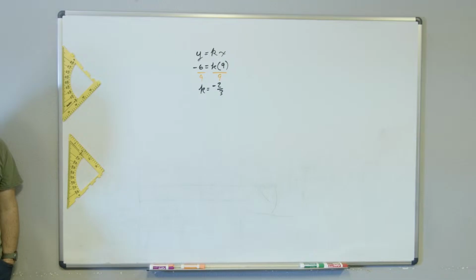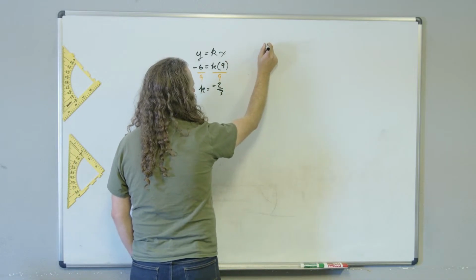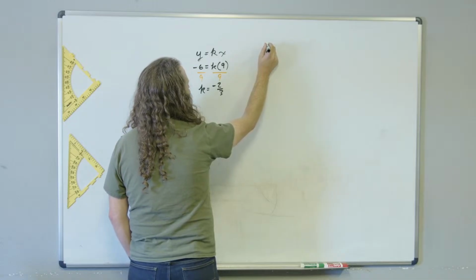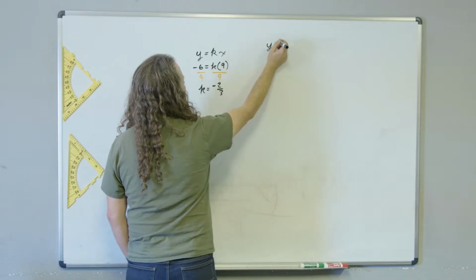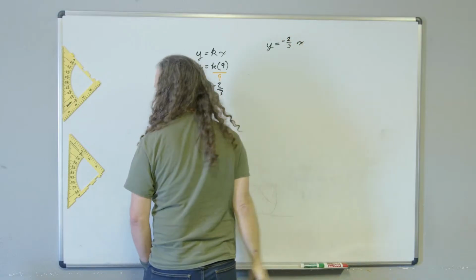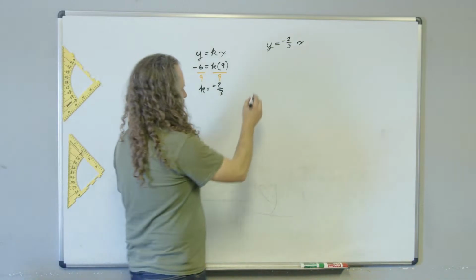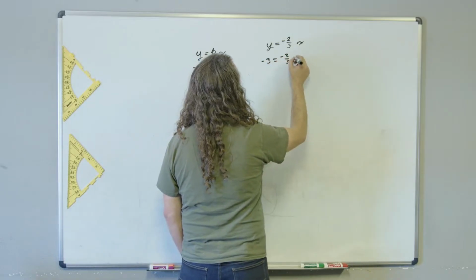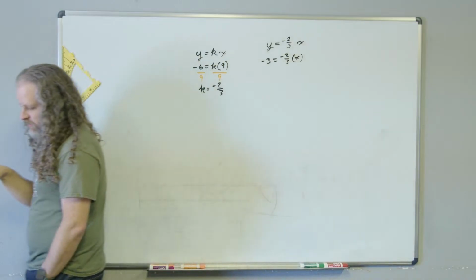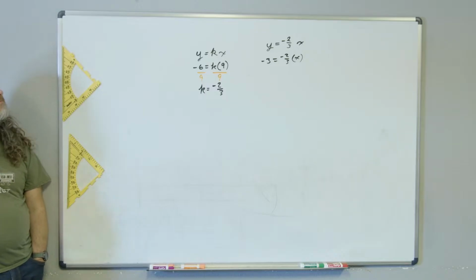So what should we do now? Substitute all the things. y equals -2/3 times x, and y is -3. We're not finding the zeros, it says to find x when y equals -3, right?